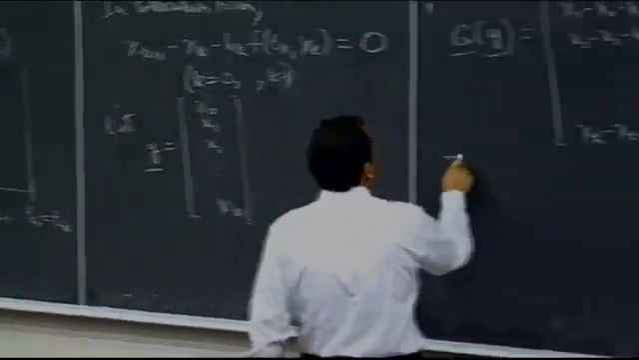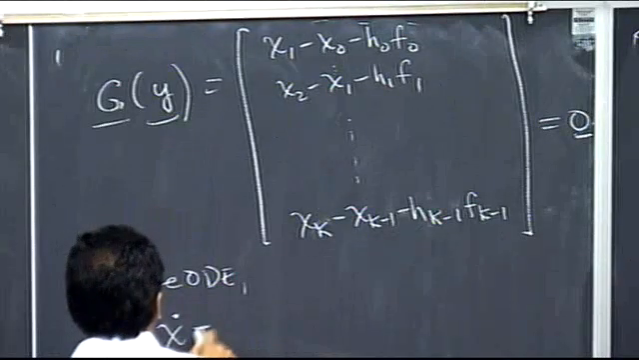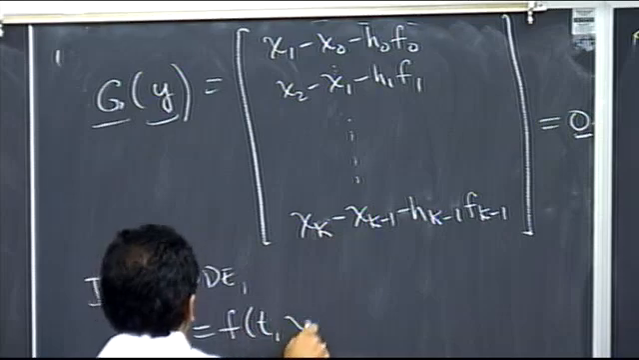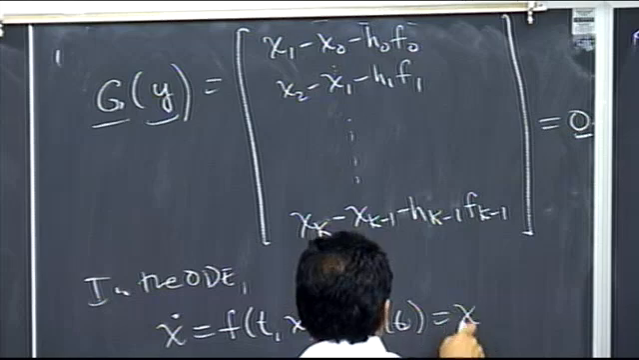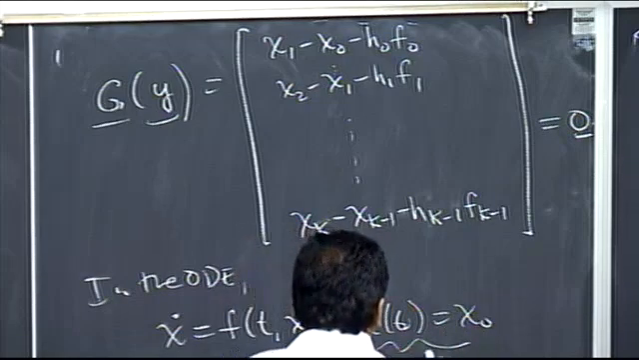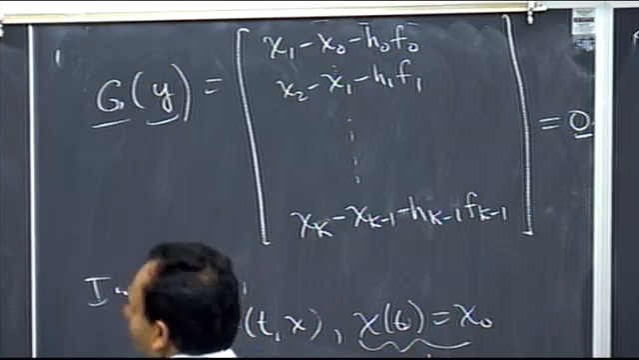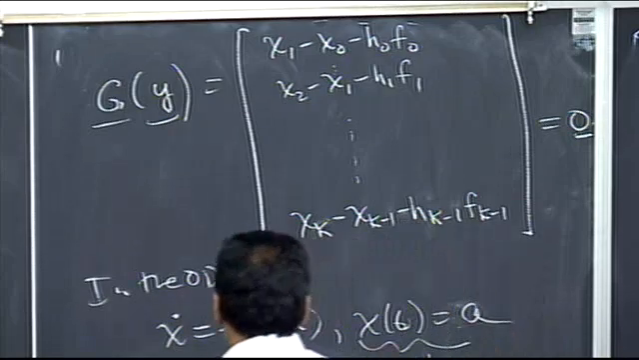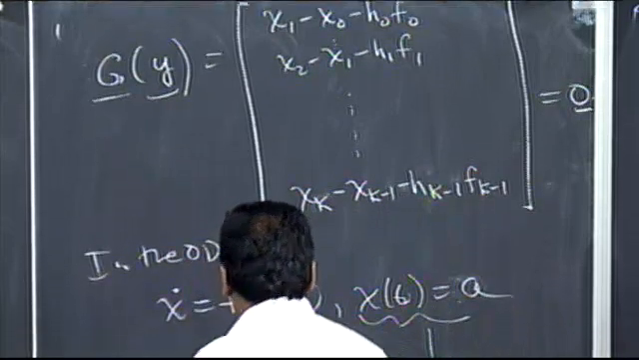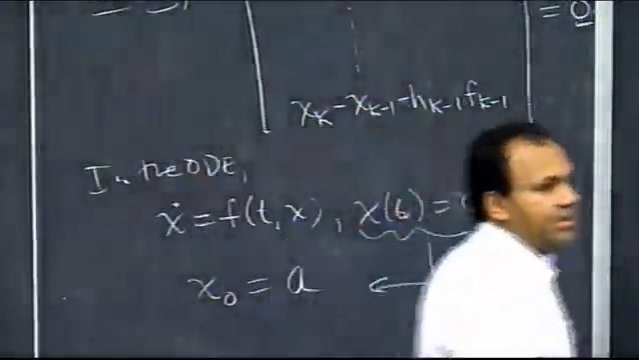And remember that in the original differential equation, the ODE was stated as x dot equals f of t and x, and I gave you an initial condition, x at t0 equals x0. So this initial condition is equivalent to saying x0, well, this is bad notation, but okay, let's call this a. So x0 is equal to a. So that value is a constant in this, because it's a known value.